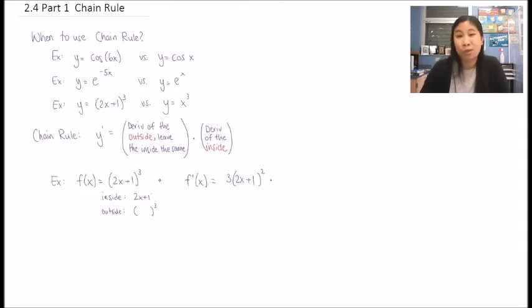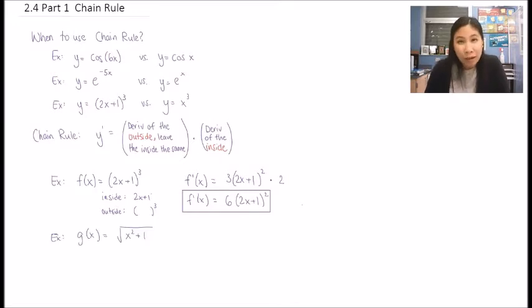Our inside stuff is 2x plus 1. The derivative of 2x plus 1 would just be the 2. The plus 1, remember, is just a constant, so the derivative is 0. Okay, so I've applied the chain rule. I'm going to simplify this a little bit. I'm going to multiply the 3 with this 2 at the end, and then the 2x plus 1 squared, and that's it. Okay, so not terrible so far.